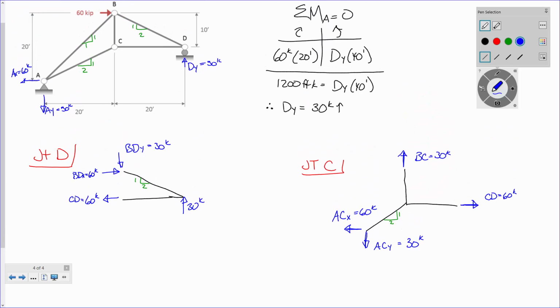That's a good question. It goes from this slope ratio right here. So if 60 kips is to 2 as something is to 1, what is that something? 30. That's a great question.